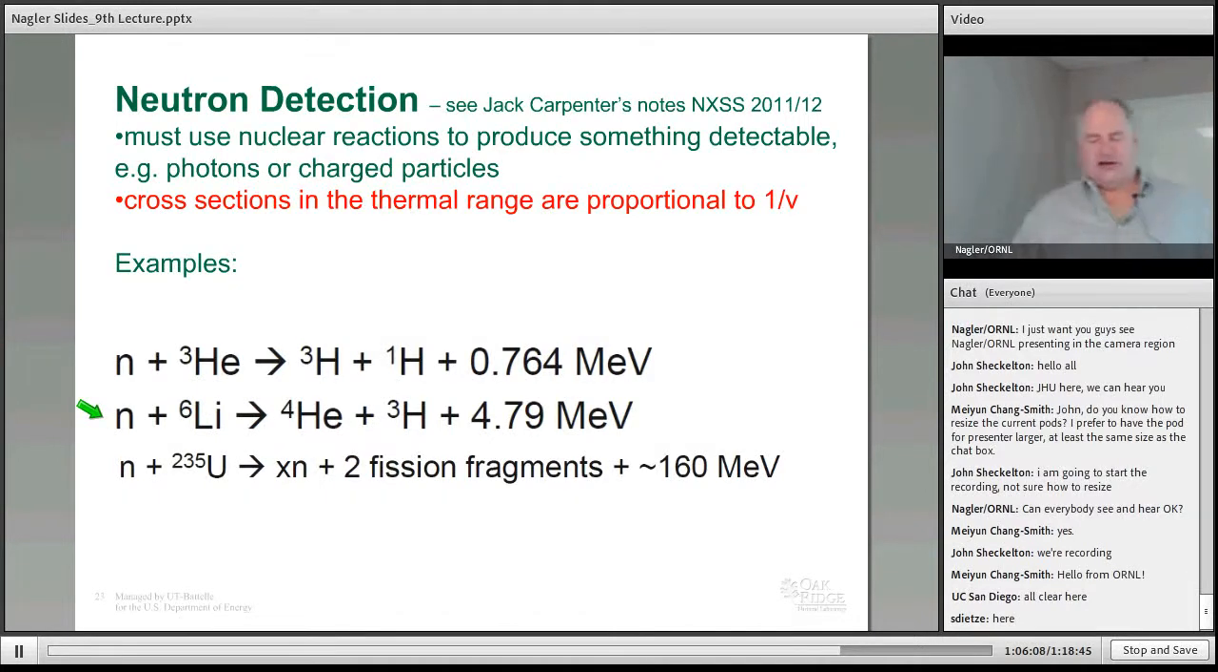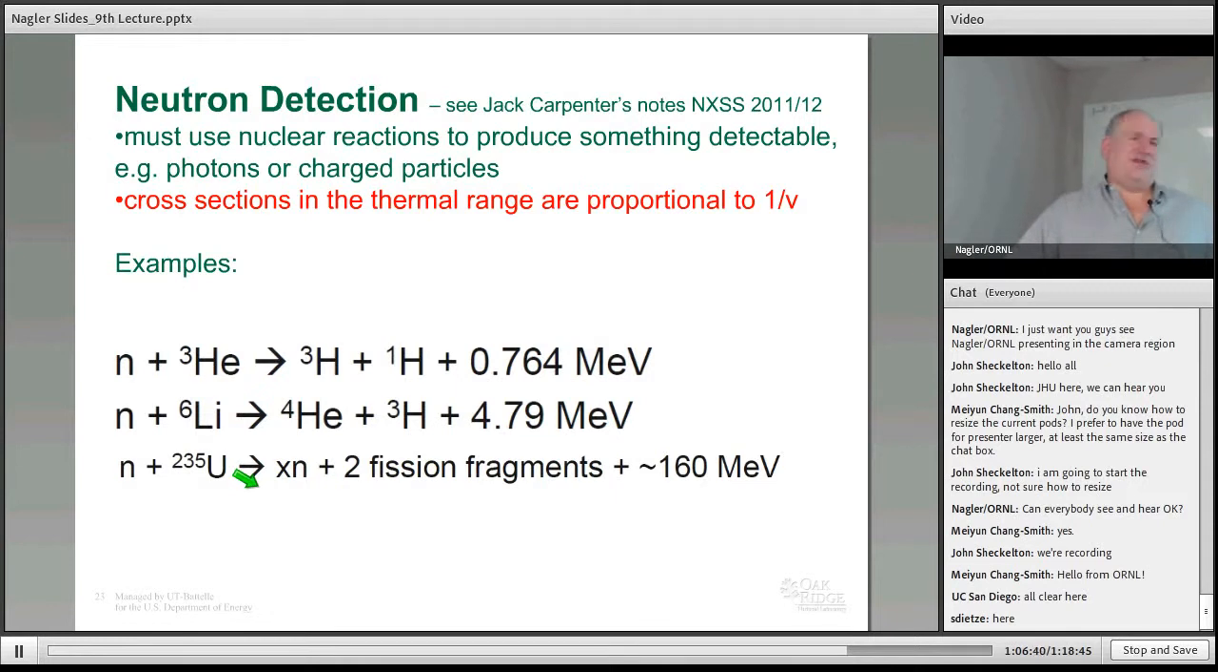Second thing that I'll write down here is neutrons plus lithium-6, an isotope of lithium. These actually make a helium-4 nucleus, or an alpha particle, also make a triton, and also make a gamma ray. Okay. And the third thing that I'll note is neutrons plus a uranium atom. That makes a fission fragment, and it generates 160 megavolts of energy there.